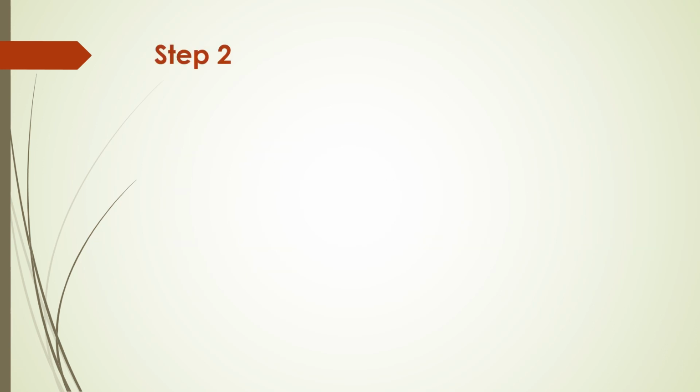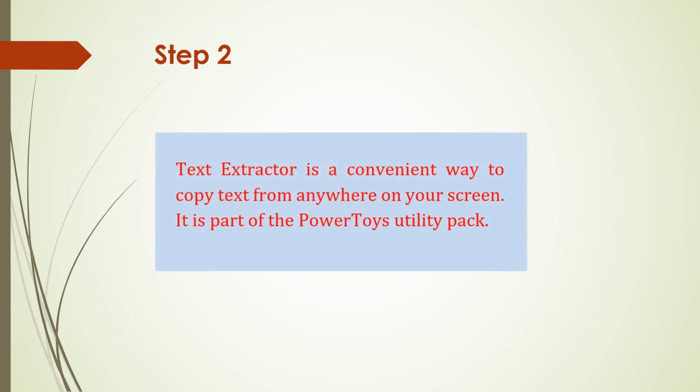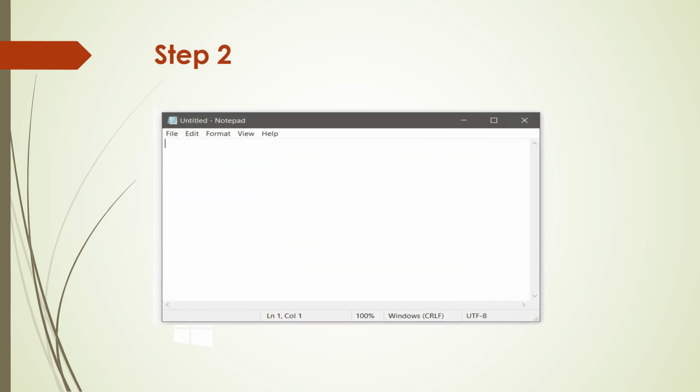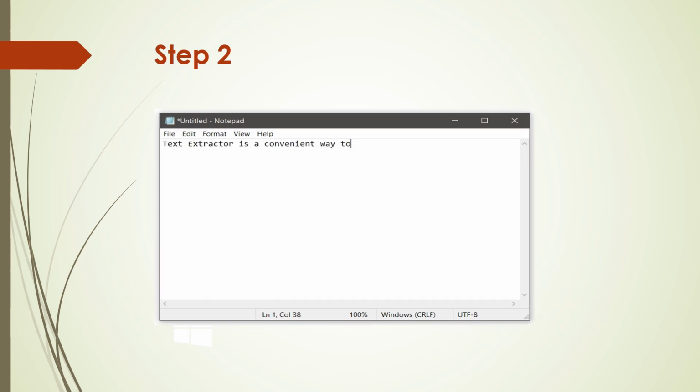Let's demonstrate how to utilize the text extractor by using an example. First, we open an image with some text. Then press Windows plus Shift plus T. Select the area of text you want to extract. Open Notepad. Then paste the extracted text.